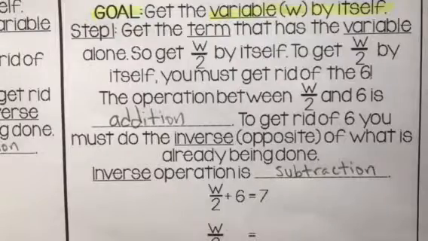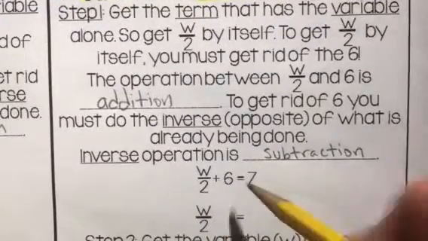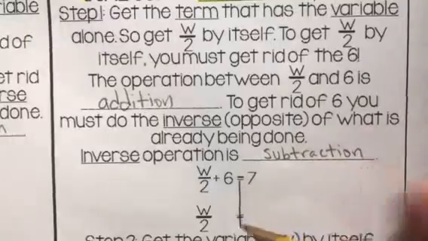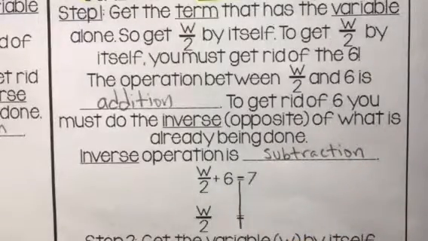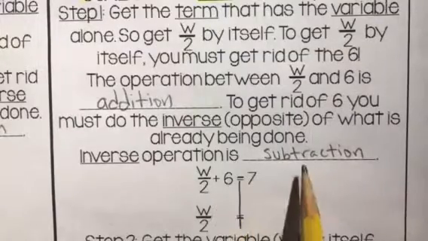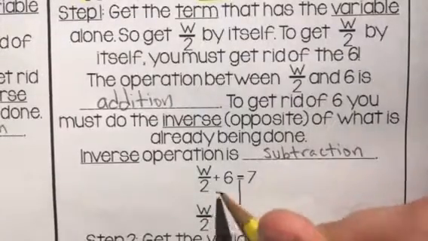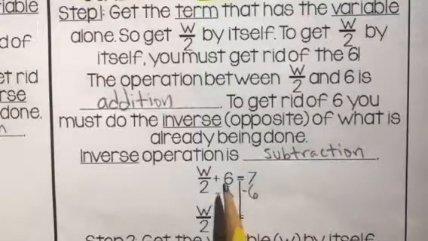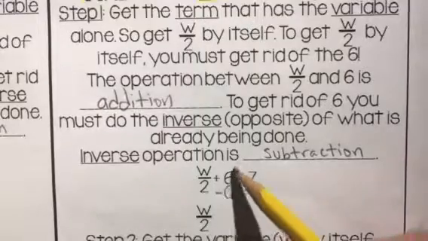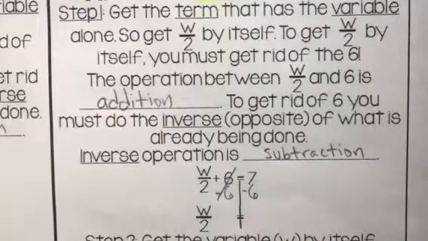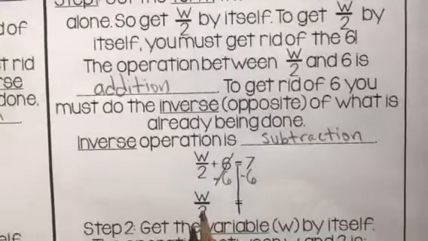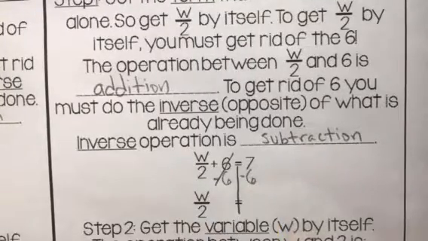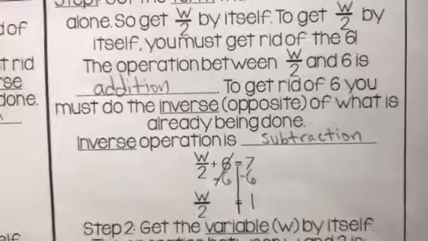So I have w divided by 2 plus 6 equals 7. Again, I'm going to draw my line to separate my equation, my equal sign. And I know that to get rid of this plus 6 I have right here, I have to subtract 6. And I have to do it to both sides. Well, I know a plus 6 and a minus 6 cancel each other out and give me 0, which is what I want because I want the w over 2 by itself. And I know 7 minus 6 is 1. So step 1 is complete.